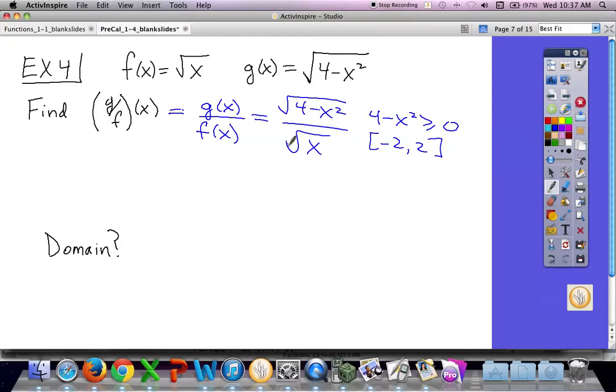But now, how does the denominator change? What would I say is the domain of the square root of x when it's actually in the denominator? It has to be greater than 0. It cannot be equal to 0.